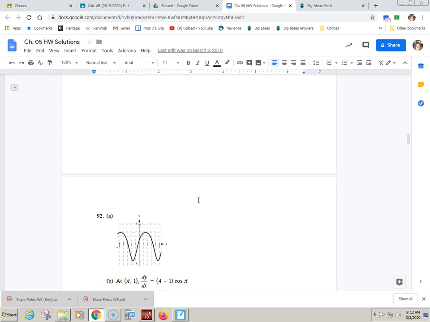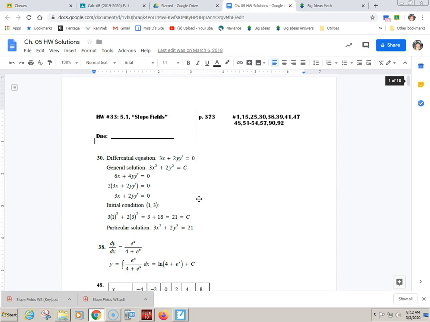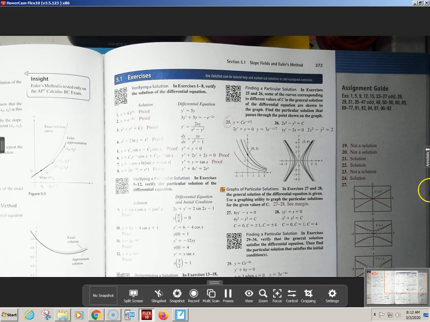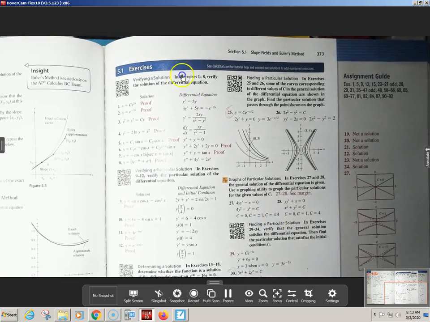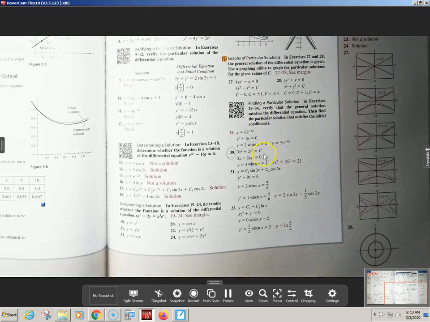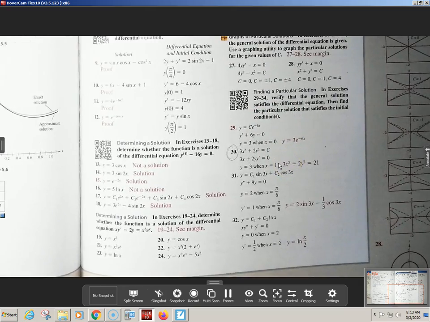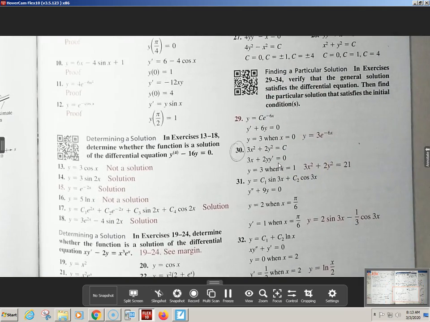So is there anything you guys need to look at in homework? Section 5.1, the book. Slope fields, the book work. Anything that we need to go over? Odds or evens? Number 30 and 92. Okay, so let's start with number 30 and then going to number 92. Number 30 was down here in the section that said verify and then find a particular solution.